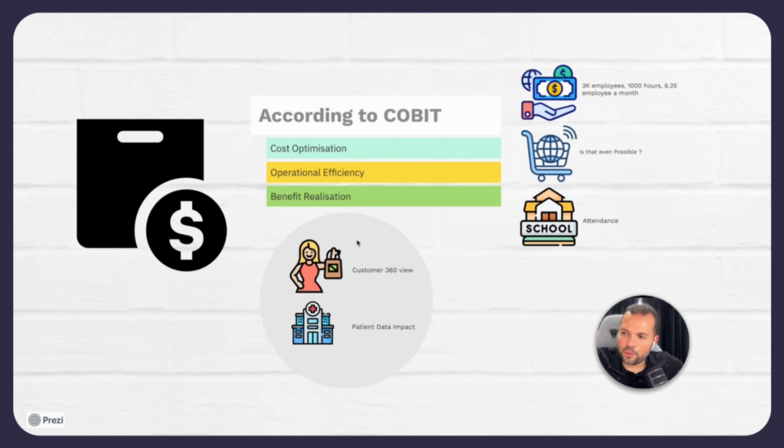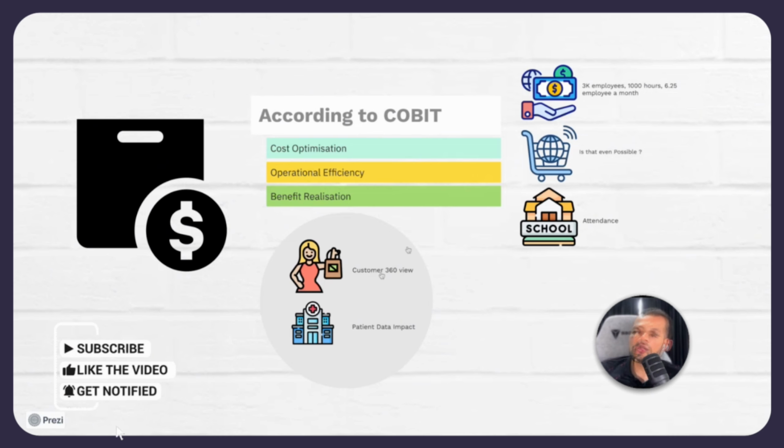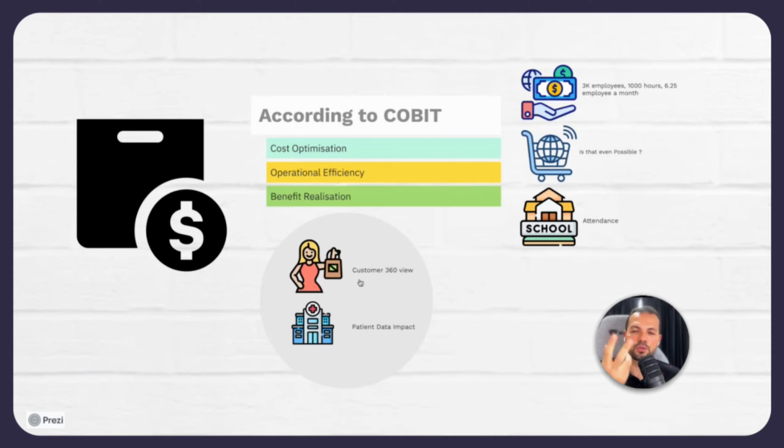Let's say I have two more use cases here. Again, it should feed back into cost optimization, operational efficiency, benefit realization. Let's say the customer 360 view. Simple. You log in today to Amazon. You have been purchasing items for the last few years, and suddenly you find Amazon popping up recommended items. Apple TV does the same. Wherever you go, you get recommended items. Even if you are watching a video on YouTube and you go to Facebook, you find recommended items. So how is this even possible? This is all about data.